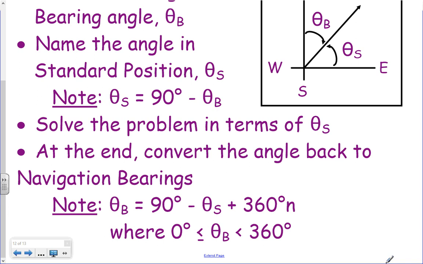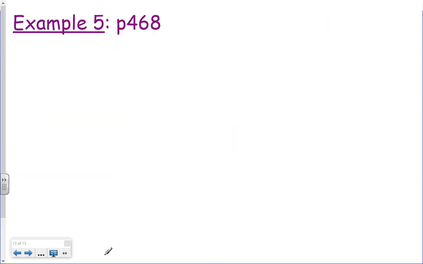Okay? All right. Let's take a look at an example of navigation bearings and solve a problem using that. So look at example 5 here on page 468. It says Victoria walks due south, that's a bearing of 180 degrees, and then turns and walks 40 meters along a bearing of 250 degrees. And the question is to find her resultant displacement vector from the starting point.